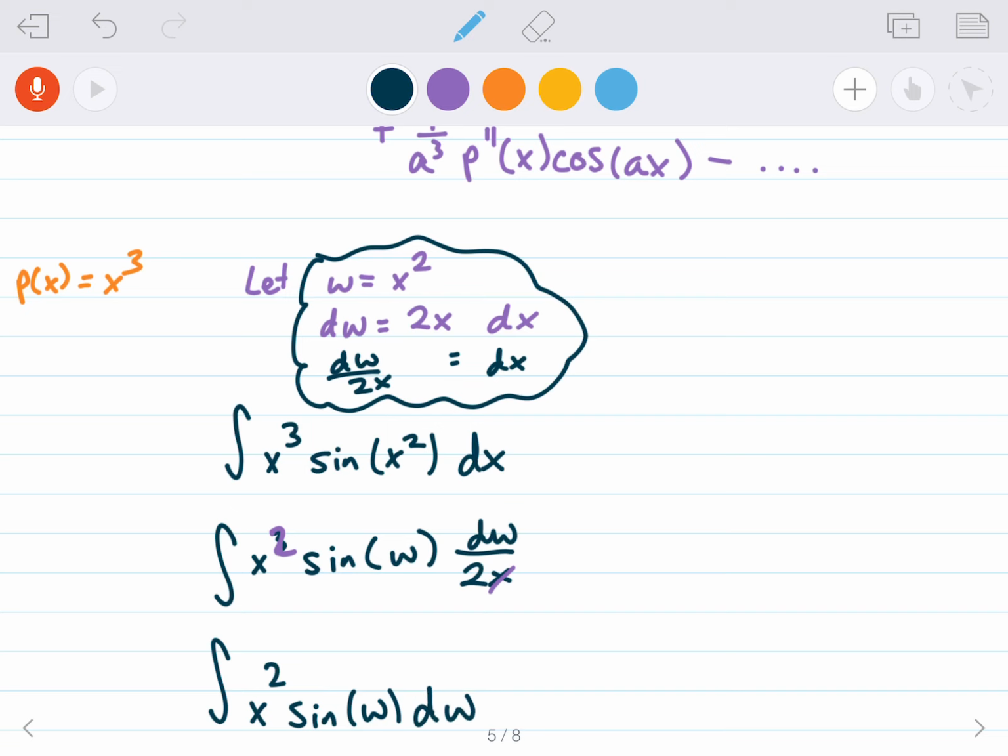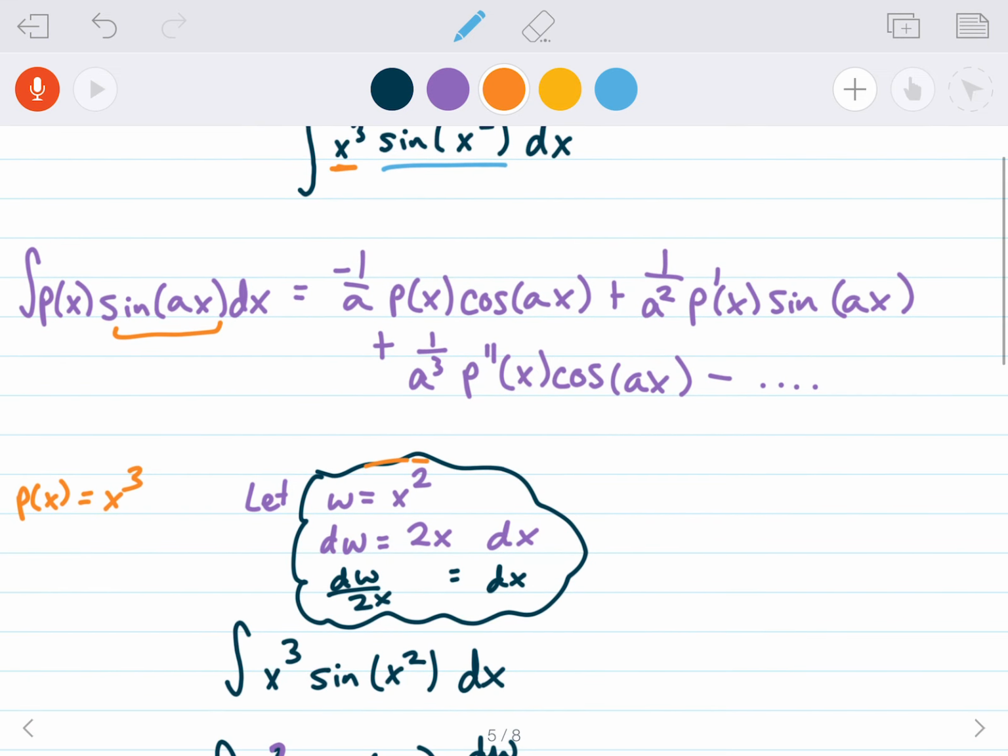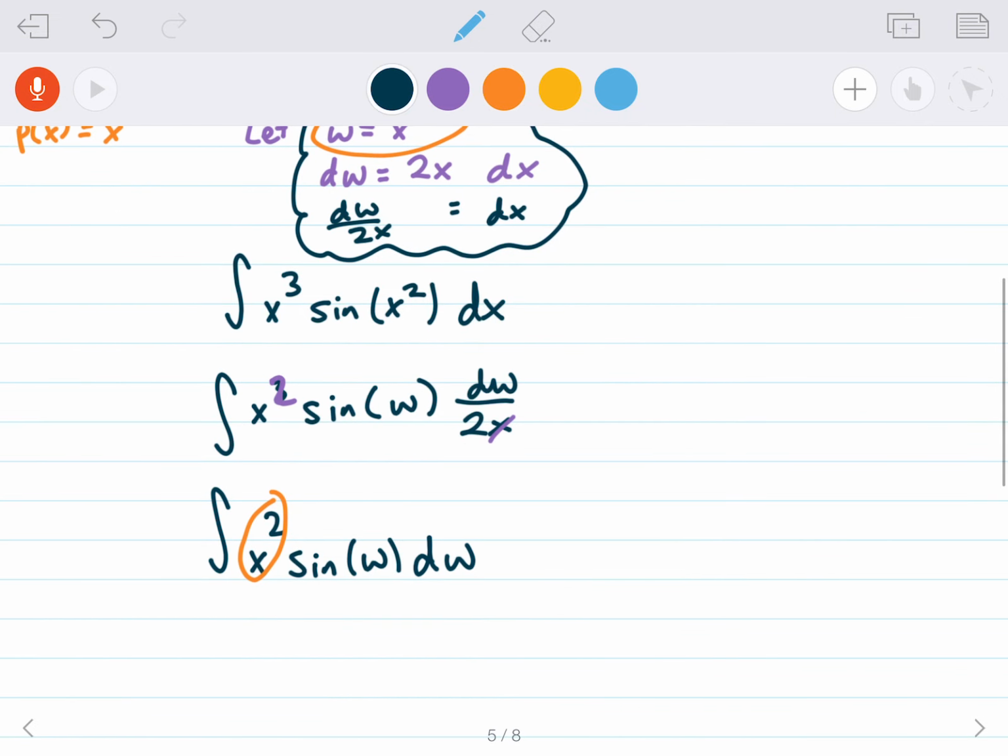Well, now we want to integrate with respect to w. So can we turn x squared into terms of w? Well, yeah, because originally we called x squared w. So I'm just going to replace that there with w. So this is w sine of w dw.